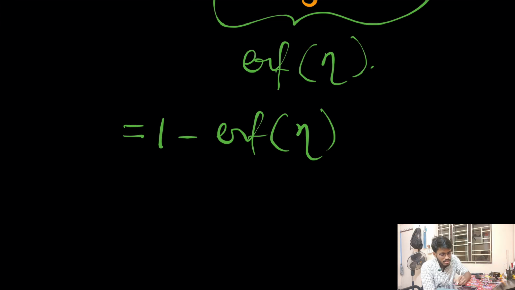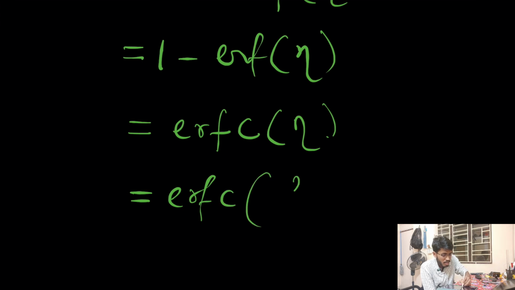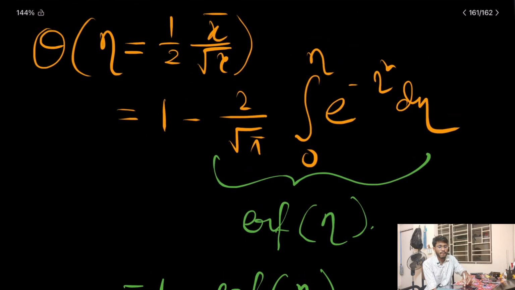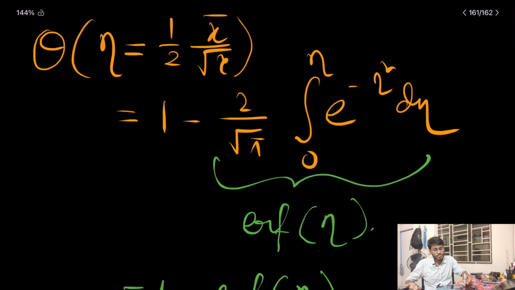And see, this is the error function of eta, and 1 minus the error function of eta is called the complementary error function of eta, or ERFC, and eta is equal to x bar by 2 into root over tau, okay. And we have tables for error function and complementary error functions, okay.